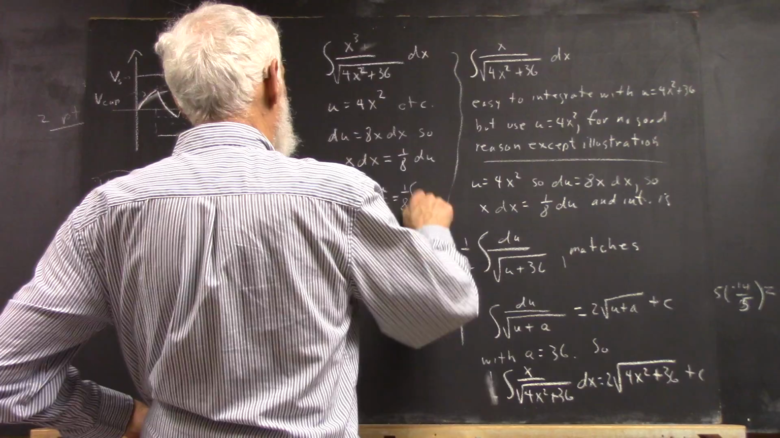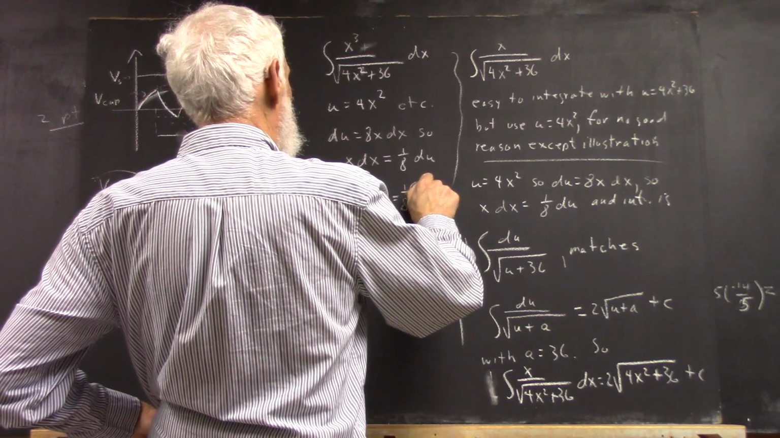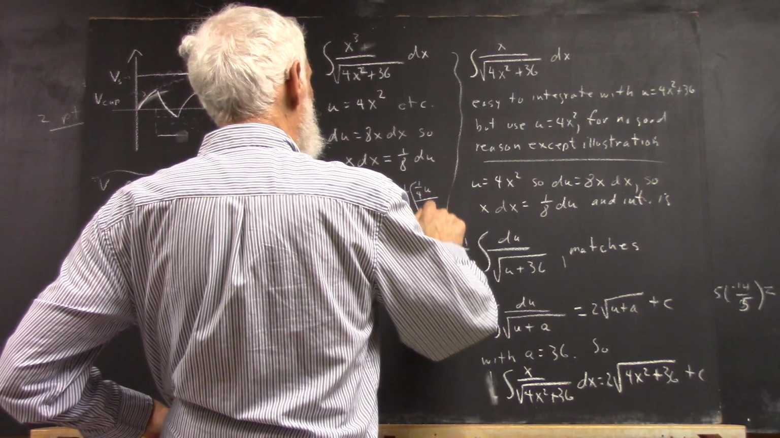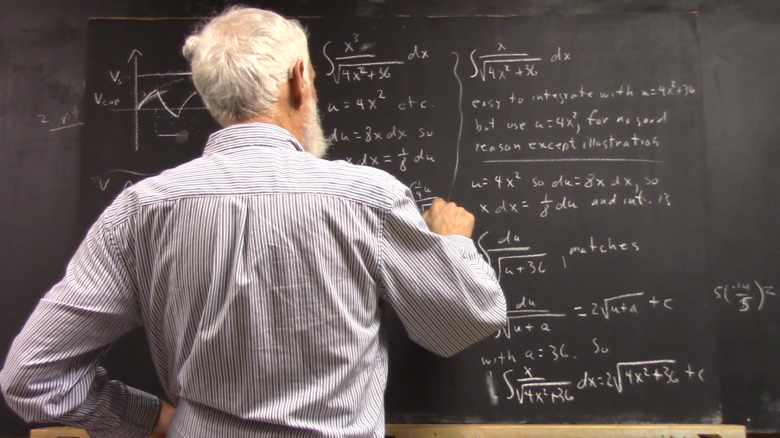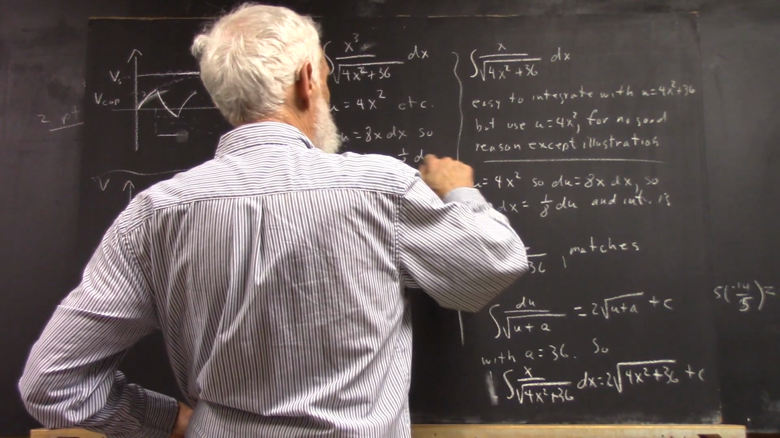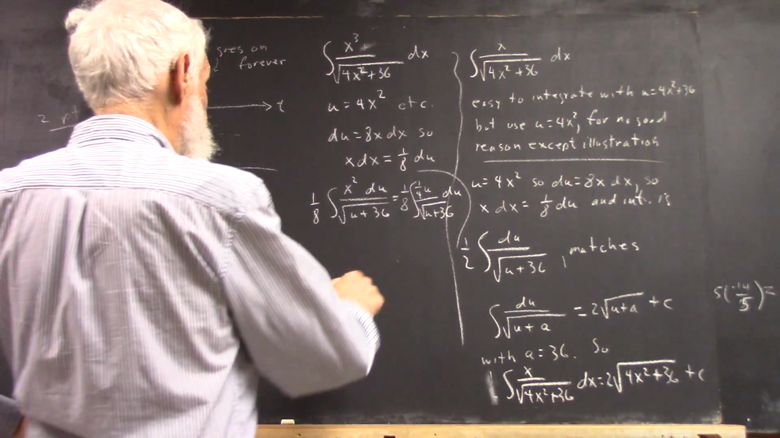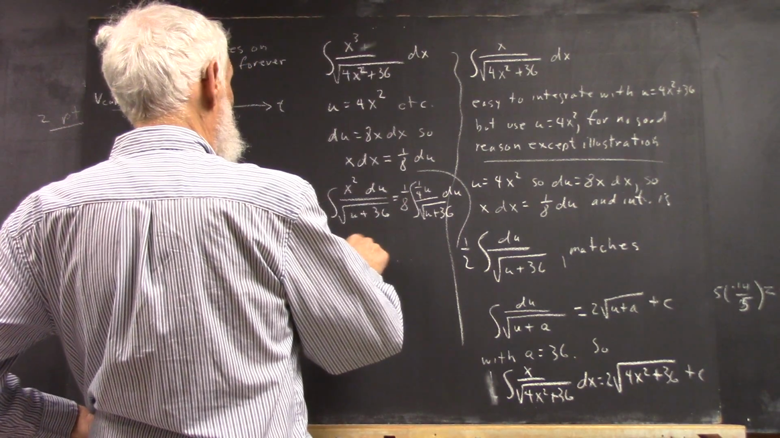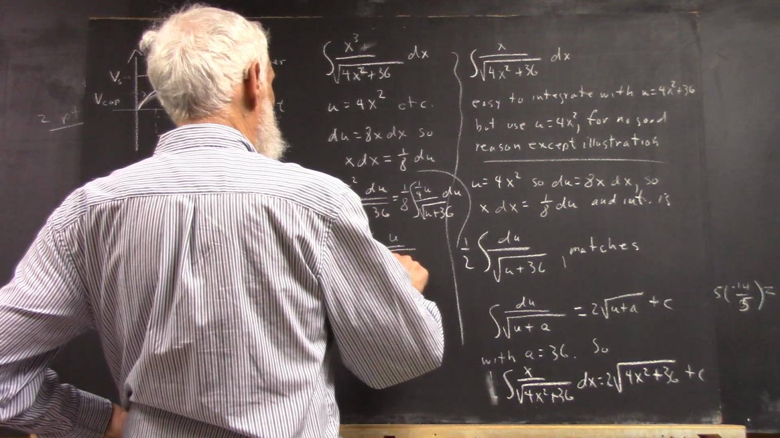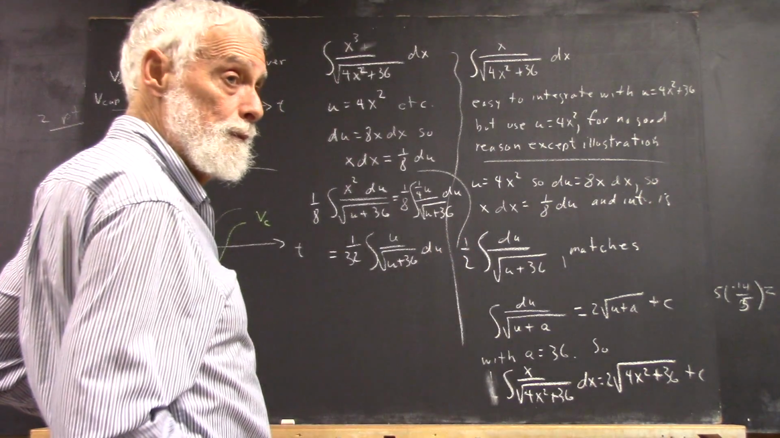So that's 1/8 of the integral of one-fourth u over the square root of u plus 36 du, okay? Which is 1/32 times the integral of u over the square root of u plus 36 du.